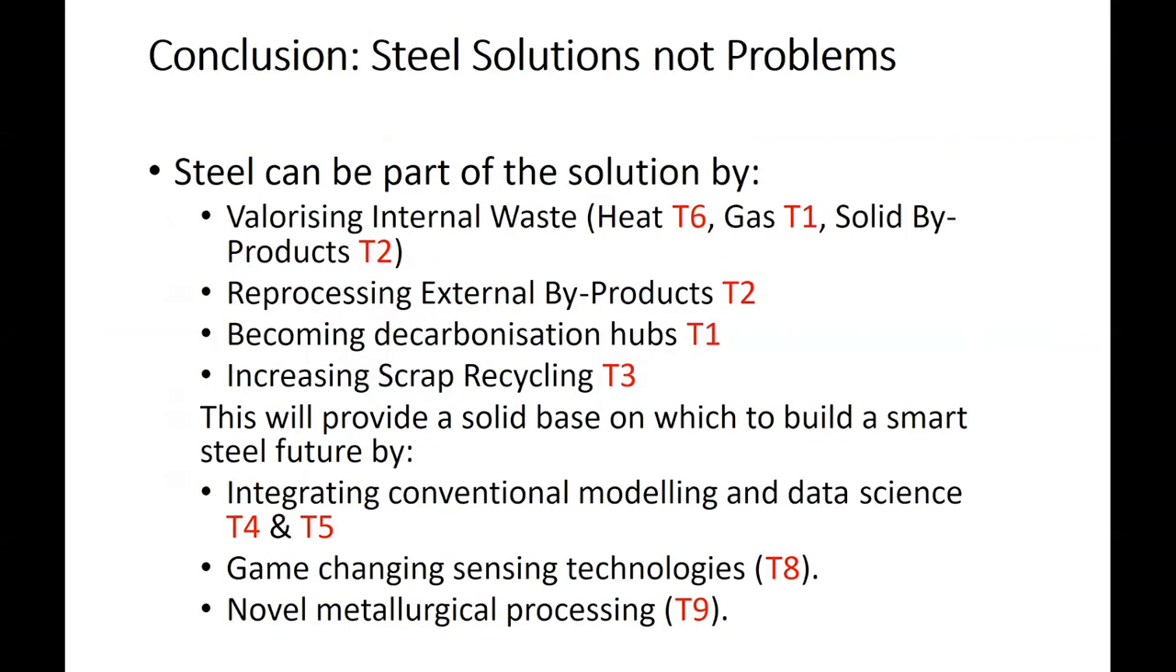So to conclude, we are trying to turn around the idea of steel being a problem, which it sometimes is seen as being in the UK and in Europe, in terms of carbon emission. Because of its complexity and all of the various routes within steelmaking, we're looking at how we can turn that into a solution rather than a problem. And this last slide looks at the way all of the different tasks that I've gone through very quickly link together and help to use the steel industry to solve some of the issues that we currently have within the UK.